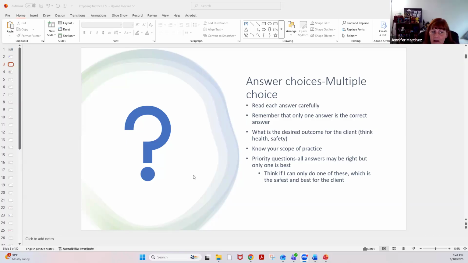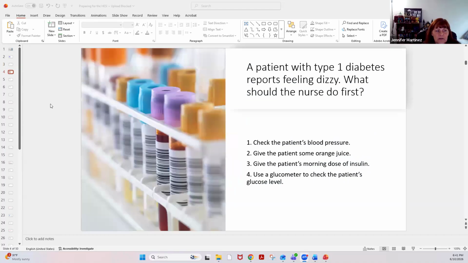What is the desired outcome for your client? Think health, think safety. Know what your scope of practice is, right? Especially with those delegation and assigning questions, know your scope of practice. Priority questions: all answers may be right, but only one is the best answer. So think, if you can only do one of those options, which is going to be the safest, which is going to be the best for your client. All right, here we go.